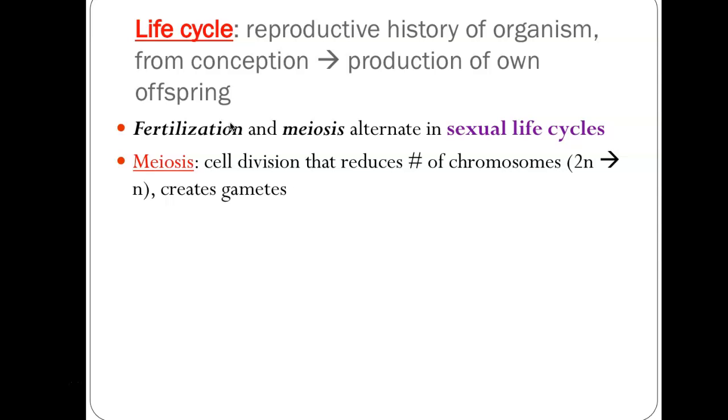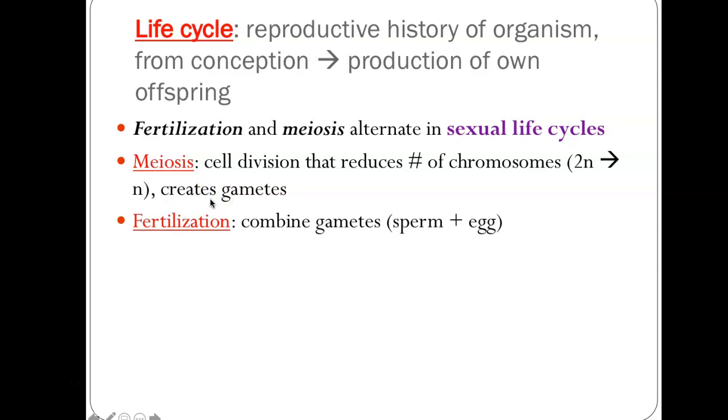Fertilization and meiosis alternate in the sexual life cycles. Meiosis is the cell division that reduces the number of chromosomes from diploid to haploid. So what I need you to know here, obviously this definition, but also what is this 2N and what is this N right here. The 2N becomes N. 2N means diploid, both sets of chromosomes from both parents. N means only one set of chromosomes. So 2N is diploid, N is haploid.